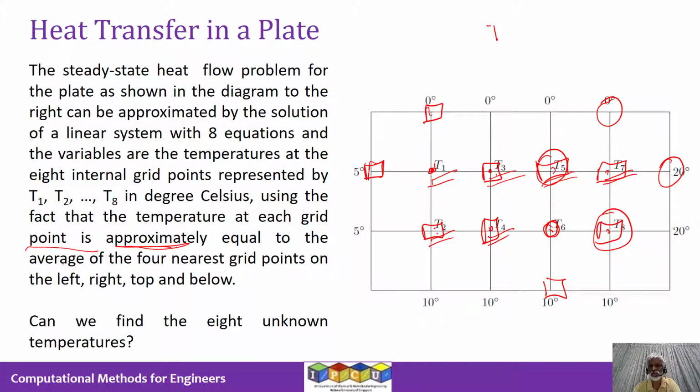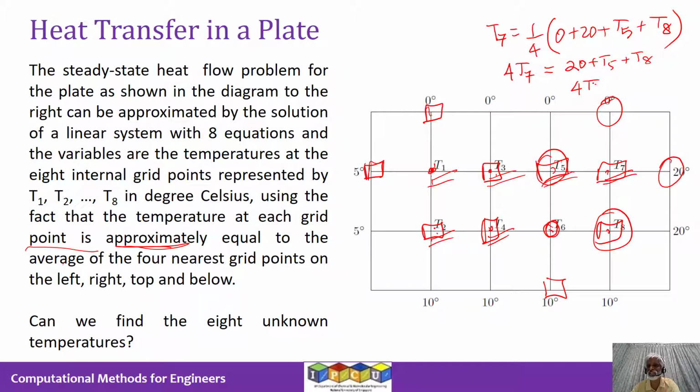So T7 is going to be equal to 1/4 of 0 plus 20 plus T5 plus T8. So in other words, 4T7 is going to be equal to 20 plus T5 plus T8. Or in other words, 4T7 minus T5 minus T8 is equal to 20. Or in other words, minus T5 plus 4T7 minus T8 is equal to 20.